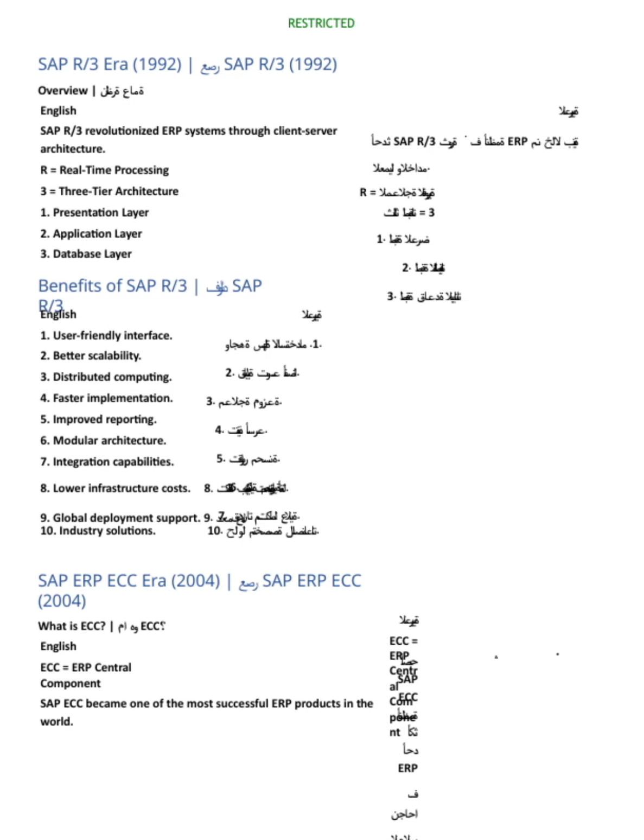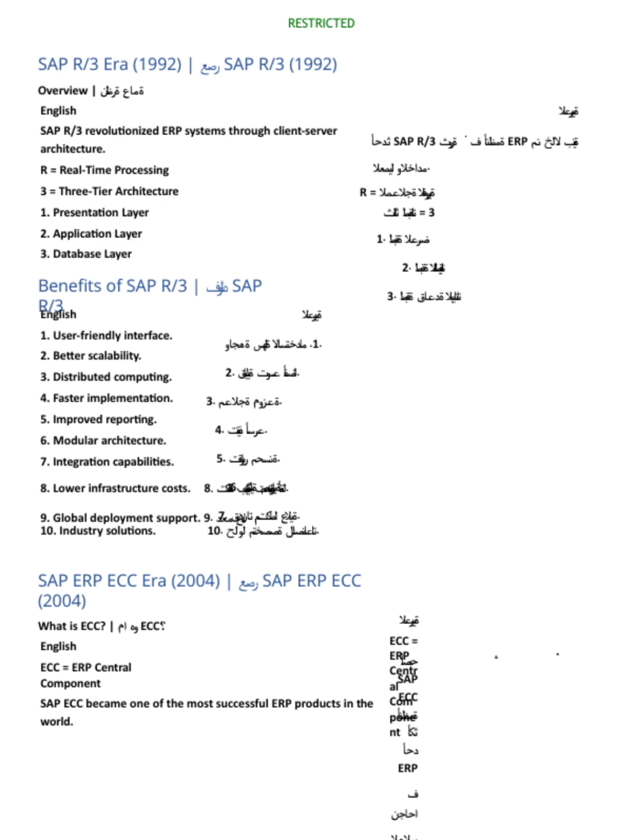Let's take a look at SAP ECC, which stands for ERP Central Component. Released in 2004, SAP ECC became one of the most successful ERP products worldwide. It offered lower infrastructure costs and strong support for global deployment.